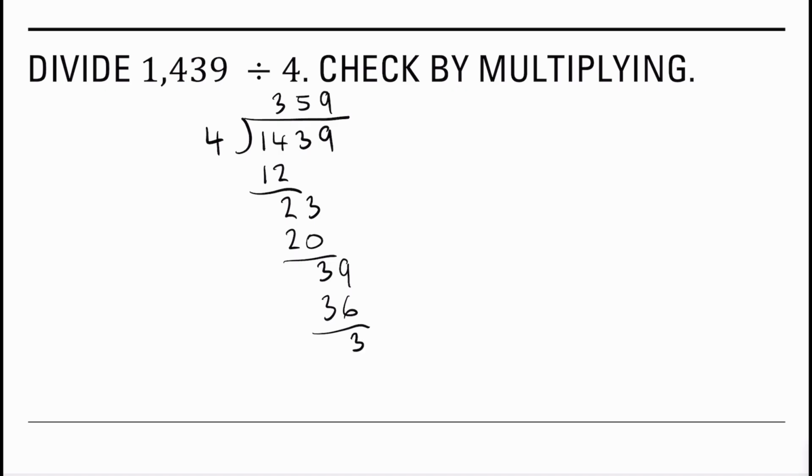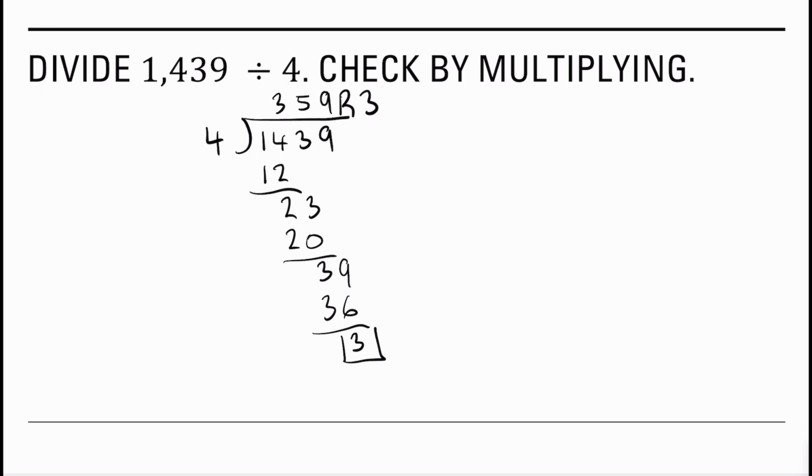And so 4 goes into 3. Well, hang on a minute, 4 doesn't go into 3. And this is where the remainder is important. Because we can't continue to do anything with this 3, all we write here is R3. So in other words, we have 359 and a remainder of 3.